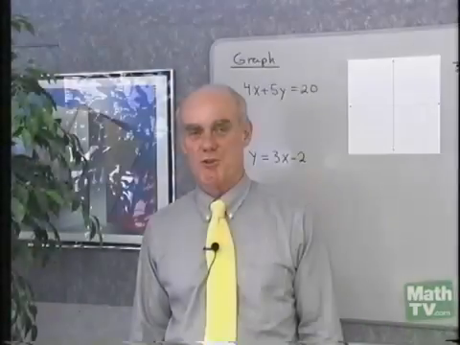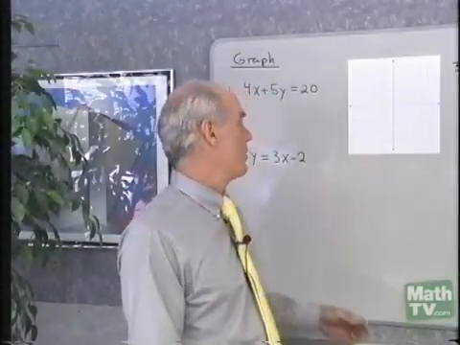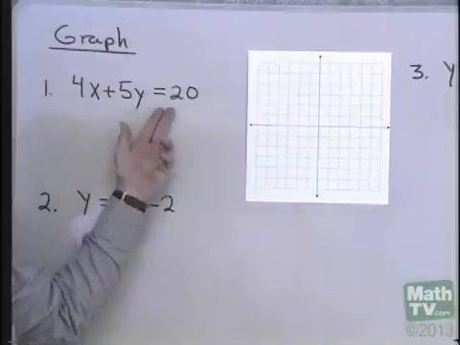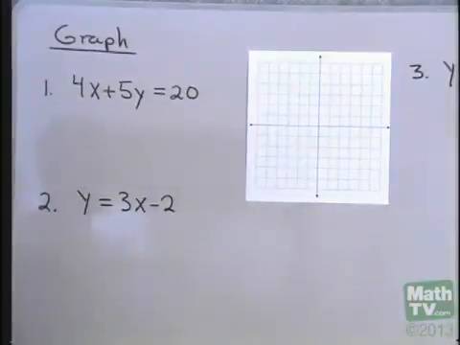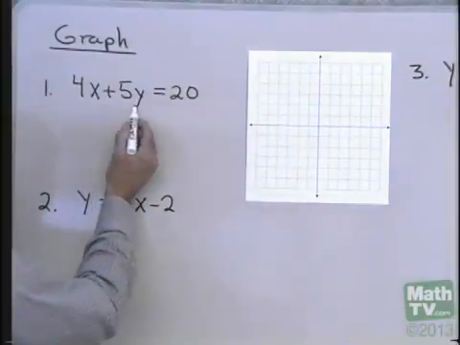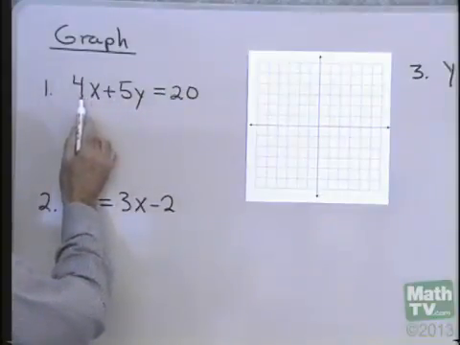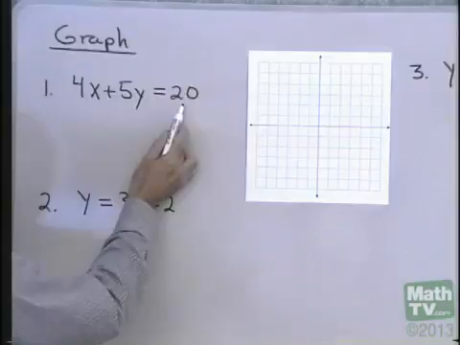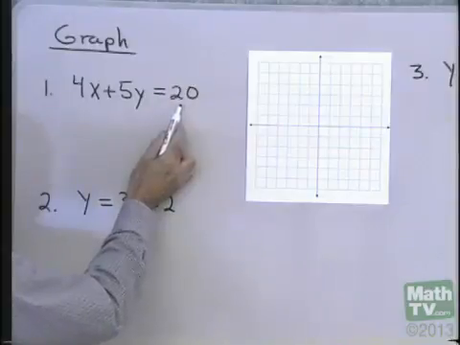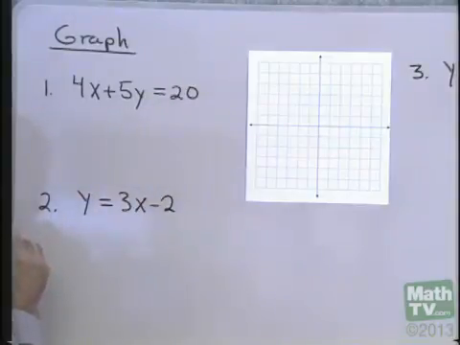We want to graph some linear equations in two variables. Our first one is 4x plus 5y is equal to 20. Now we're going to graph this by finding a couple of ordered pairs that satisfy this equation. And when an equation is set up this way, where the coefficients of x and y divide this constant term, then the easiest numbers to work with are the x and y intercepts.